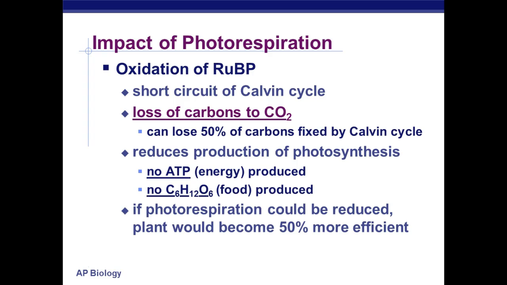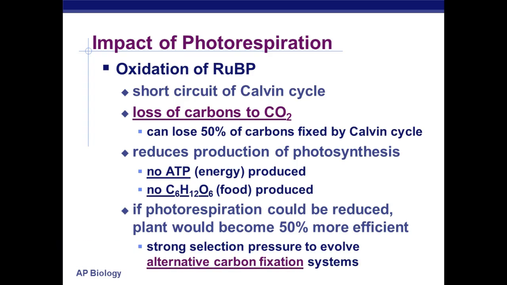If we could just find a way to limit photorespiration, we could make the Calvin cycle up to 50% more efficient. Well, that's the kind of advantage that natural selection would definitely pick out if any plants evolved that kind of adaptation. If they had a different way of fixing carbon, avoiding the photorespiration problem, they would have a definite advantage over other competitive plants in their environment.